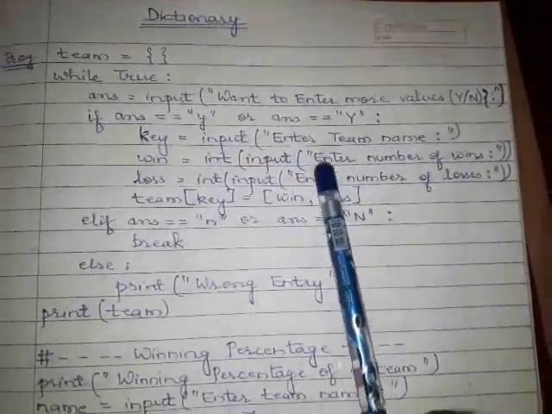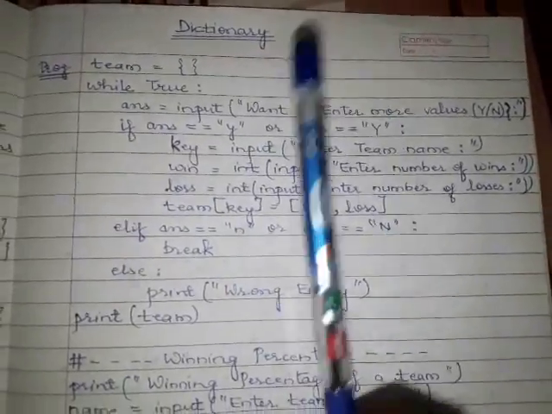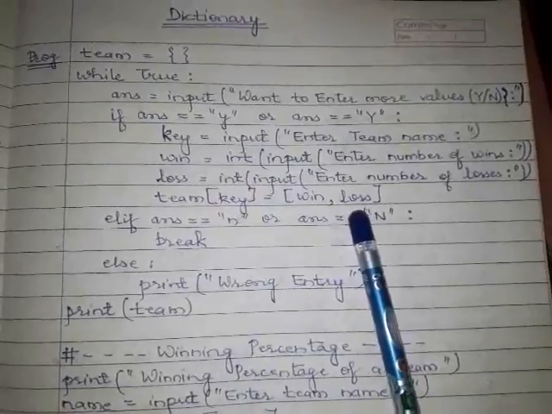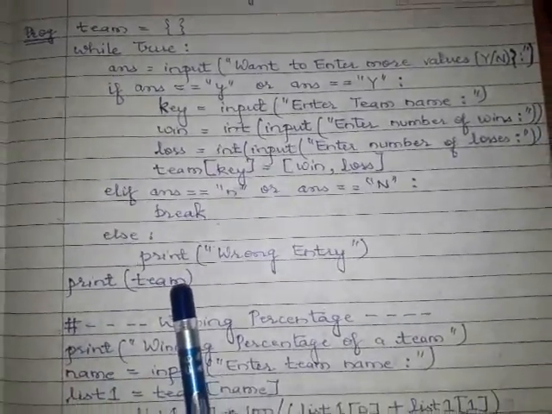After entering the values for team 1, team 2, team 3, if you want to stop, you have to press N and your dictionary will be printed, because the dictionary is team, so your dictionary will be printed.